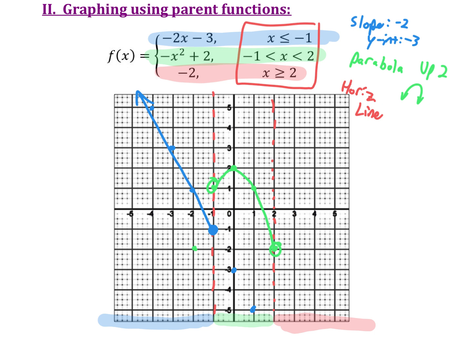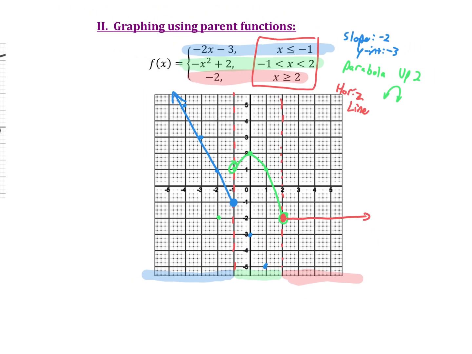All right, last one. We have -2. Well, that's just a horizontal line that extends forever. Now, this one is included, and it's directly on top of an empty circle. So that filled in circle actually fills in the empty circle. So this, my friends, is what our graph would look like.